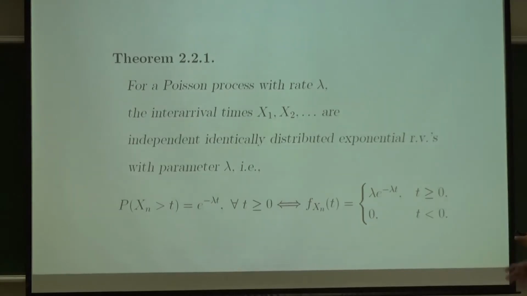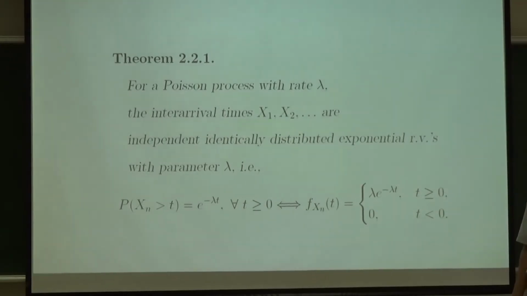Alright, so it shows that a Poisson process, because it's a special kind of counting point process, has very special interval times: they are independent, identically distributed, and exponentially distributed. Any question about this statement?